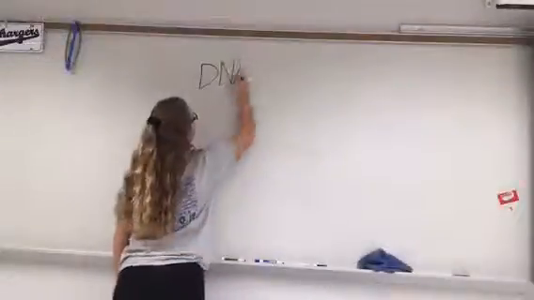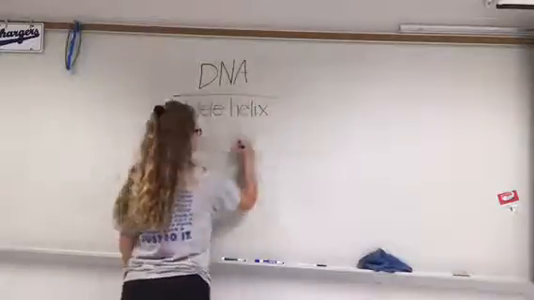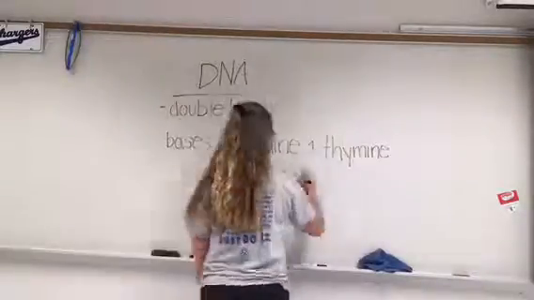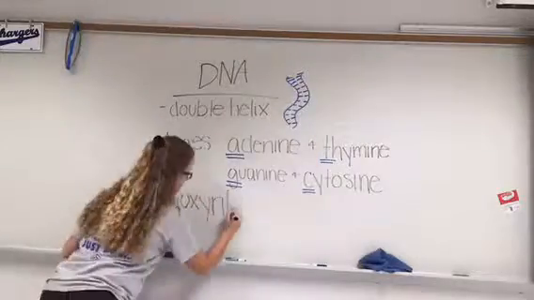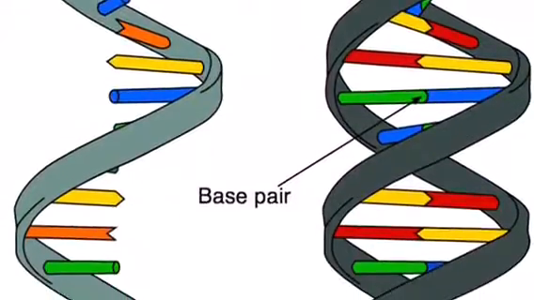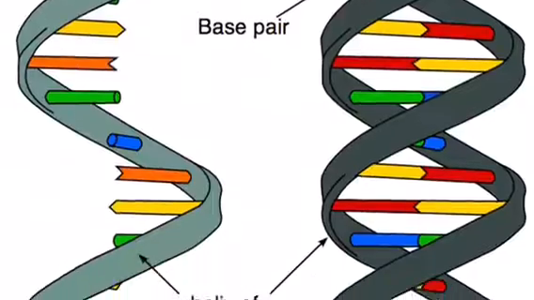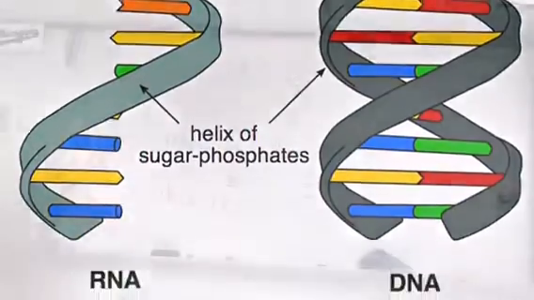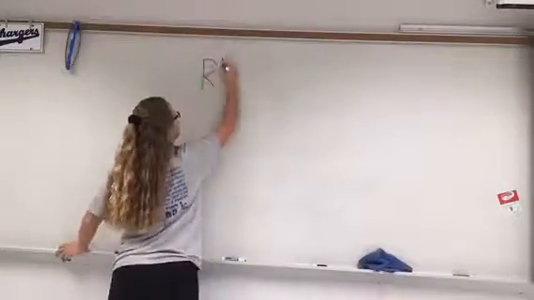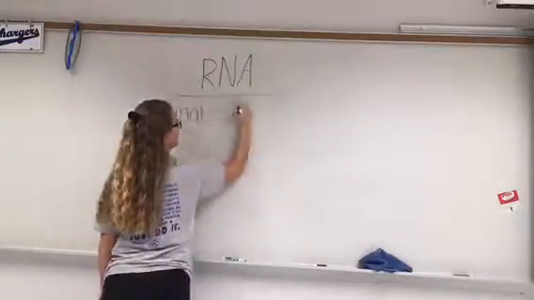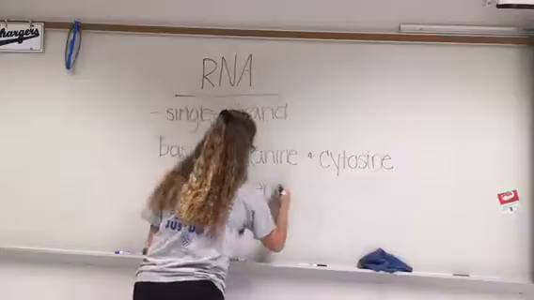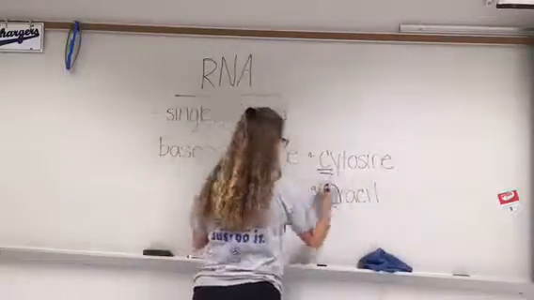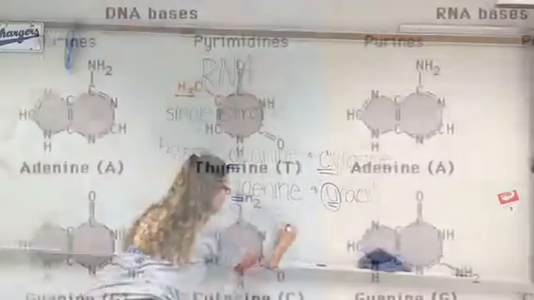While DNA contains a deoxyribose sugar, RNA contains ribose. Additionally, the structure is different. DNA is well known for its double helix structure, but RNA only has a single strand. Lastly, the bases are different. We know that the nucleotide bases in DNA are adenine, thymine, guanine, and cytosine. However, RNA does not contain thymine. Instead, it has a base called uracil.